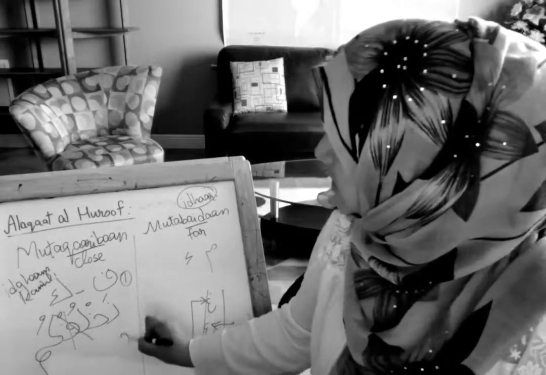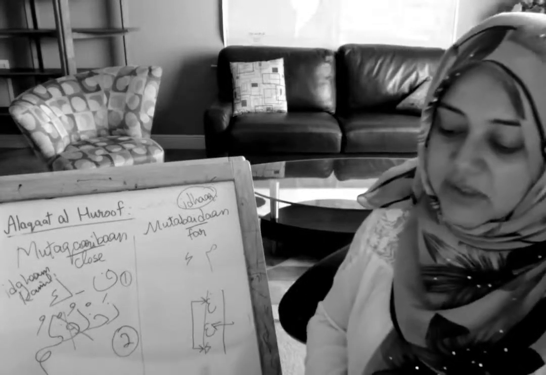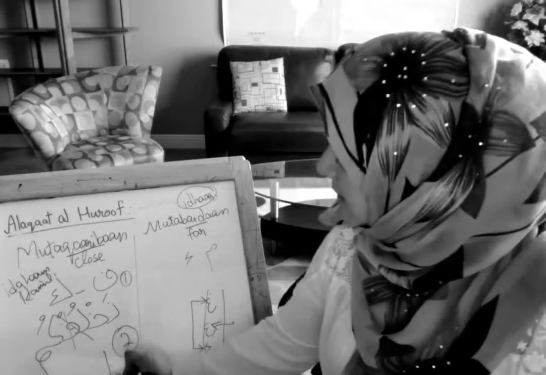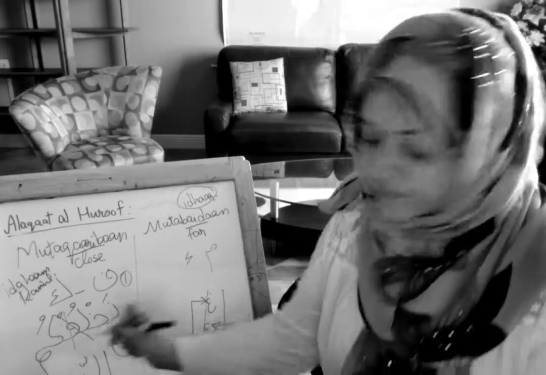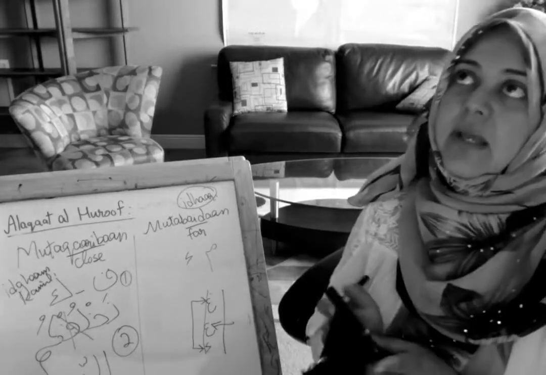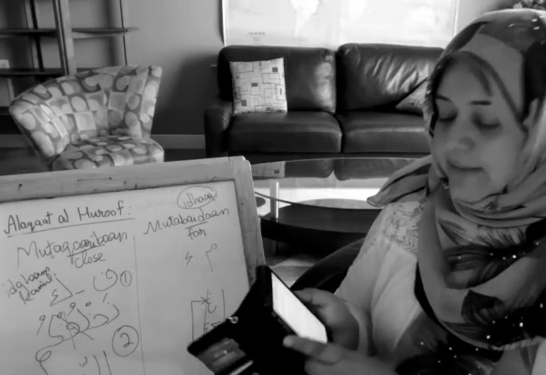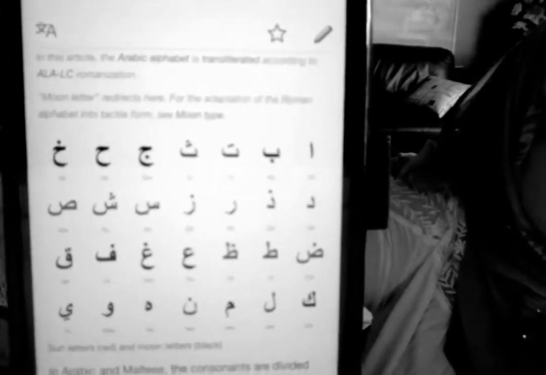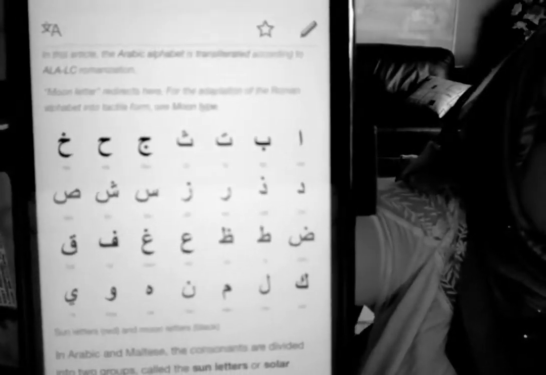The second case where you're also going to have idgham كامل, I'll just put IK, is in الشمسية. Al-Shamsiyya and Al-Qamariyya. So basically, I pulled this up on Wikipedia. I'm going to show it to you. You can search Wikipedia for sun and moon letters. And this is it, alright?